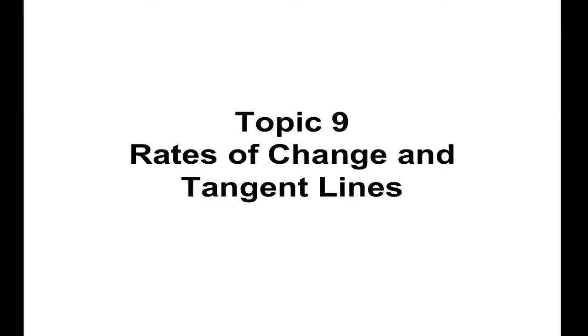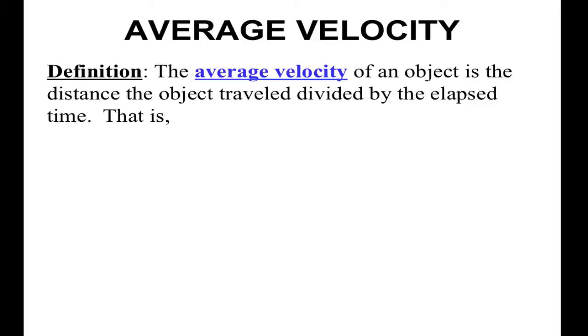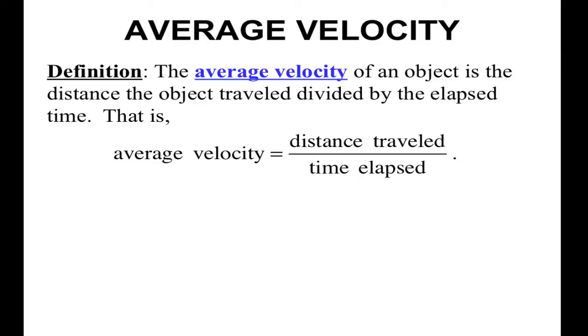Calculus class. So this is our first topic in Unit 2, and it is about rates of change and tangent lines. We are going to start off with talking about average velocity, which should be a review from your Algebra 1 class. So the average velocity of an object is the distance the object traveled divided by the elapsed time. That is, average velocity equals distance traveled divided by time passed.